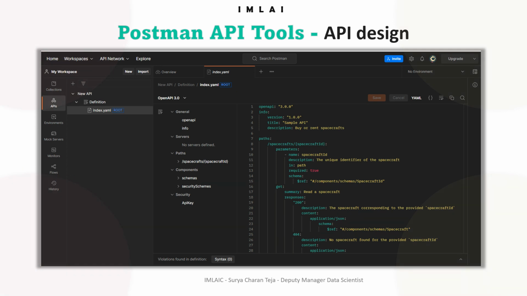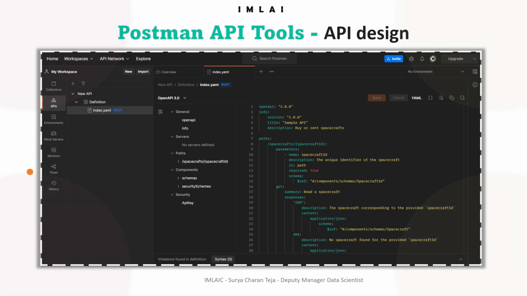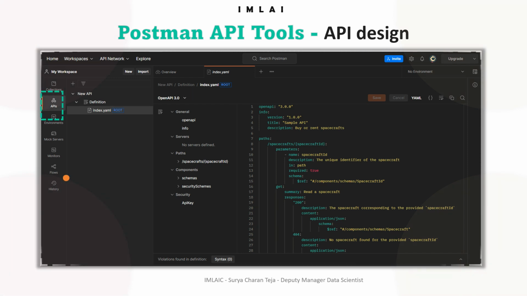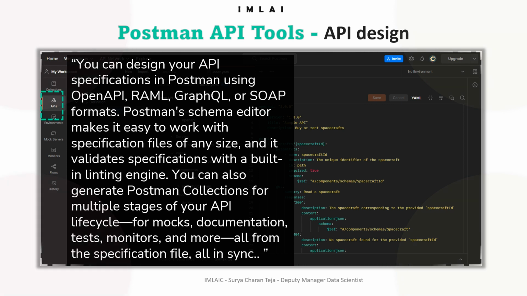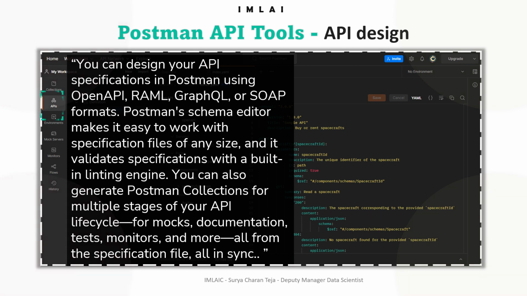For example, mocks, documentation, tests, and monitors, and more. All from the specification files and all in sync. So you can create the structure of your API using the API definition. The API definition can consist of one or more files. If your API does not have a definition, you can import a definition or start with a boilerplate sample definition.